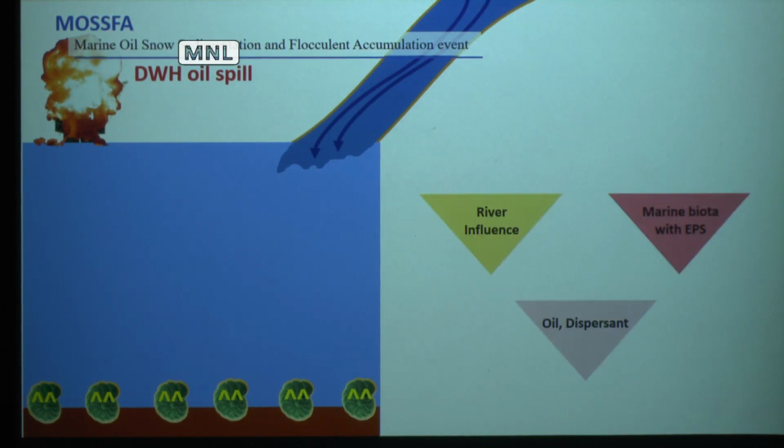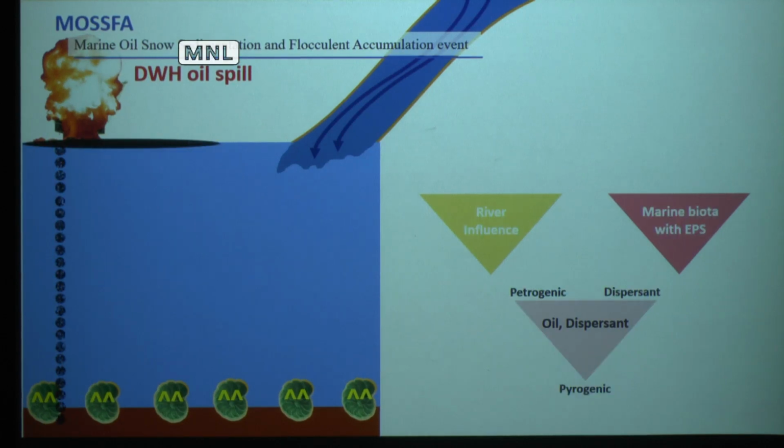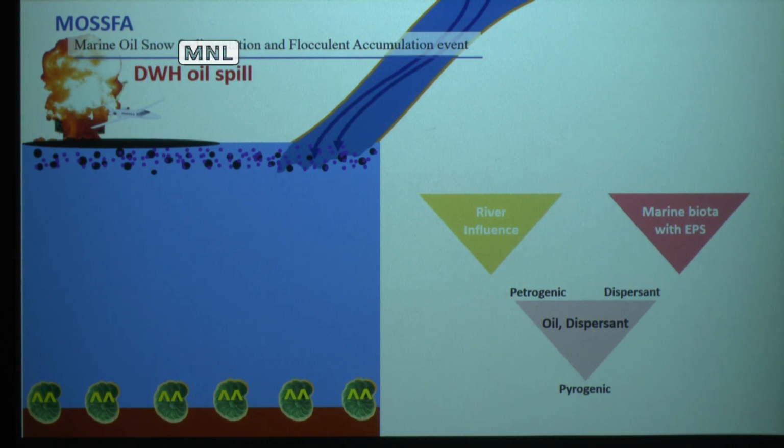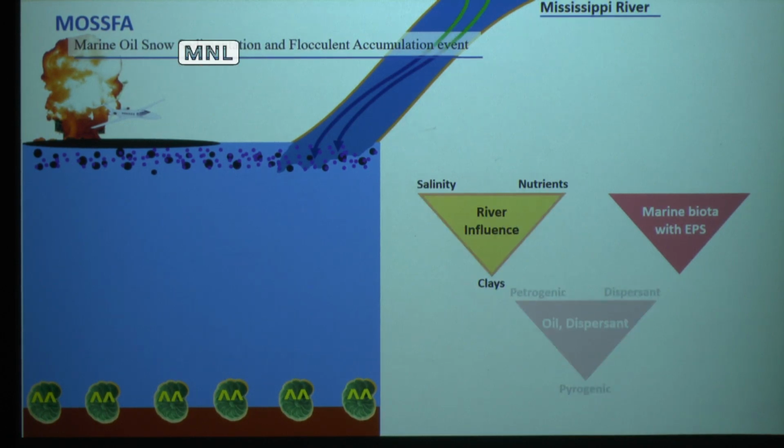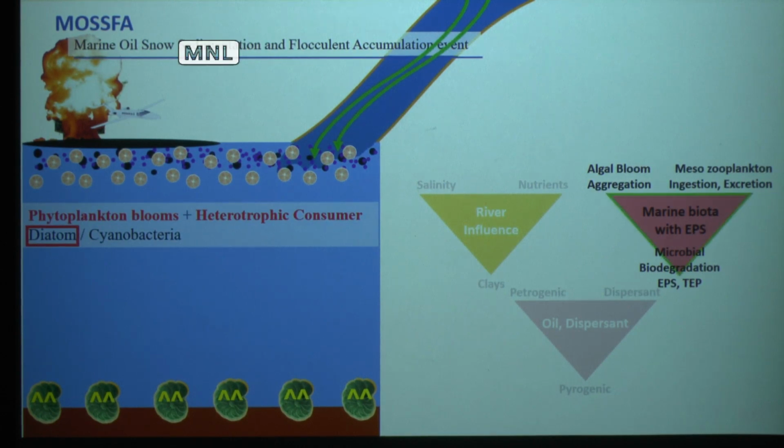There are three main components for the MOSFET event to happen, which are the oil and dispersant, river influence, and marine biota with the EPS. So after the blowout, the oil and dispersant flowed into the surface water, and the Mississippi River is the main source of nutrients and clay-sized minerals in the northern Gulf of Mexico. So nutrients from the Mississippi River can fuel phytoplankton blooms. And after the Deepwater Horizon oil spill, a phytoplankton bloom was observed, especially diatom blooms.